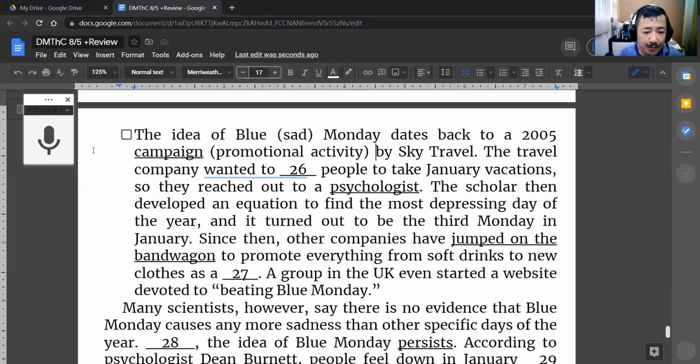The travel company wanted to something people to take January vacations. But imagine if you're a 旅行社, what do you want people to do? They wanted to what people to take January vacations. So here, I probably need something like 鼓励 or something like that, right? Yes, something like 鼓励.